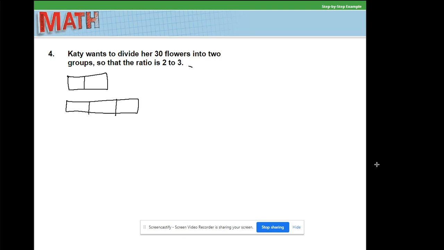Now we have 5 blocks, and now we need to add flowers into each block. So we have 1, 2, 3, 4, 5, 6, 7, 8, 9, 10, 11, 12, 13, 14, 15, 16, 17, 18, 19, 20, 21, 22, 23, 24, 25, 26, 27, 28, 29, and 30. So in each of these boxes, we have 6 dots. That means there's going to be 12 here, and there's going to be 18 in our other group. So then our ratio would be 12 over 18.